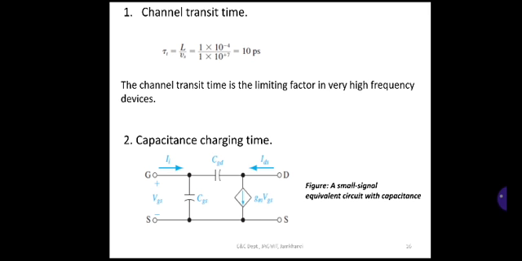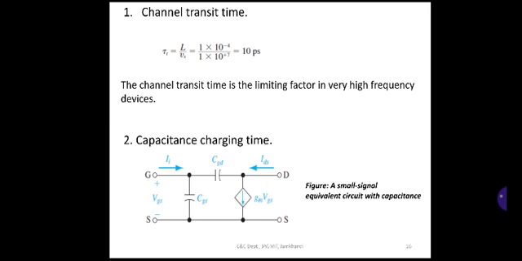Then the transit time tau t is in the order of tau t equal to L by Vs, that is equal to 1 into 10 to the power minus 4 divided by 1 into 10 to the power 7. If you calculate this, you'll get 10 picoseconds. So the channel transit time is the limiting factor in very high frequency devices.